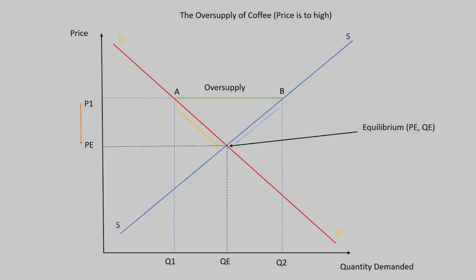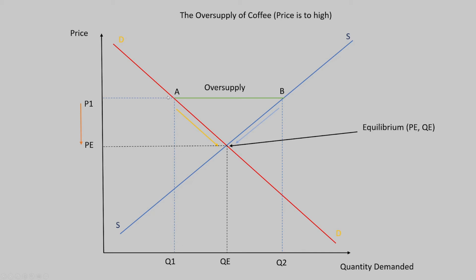So we're going to have a look at a situation where there's an oversupply of coffee. The price is too high. So price is set up here at P1, price 1. Okay? And look where demand intersects. So at P1, we're only demanding Q1 quantity demanded. So not a lot of demand at this high price.